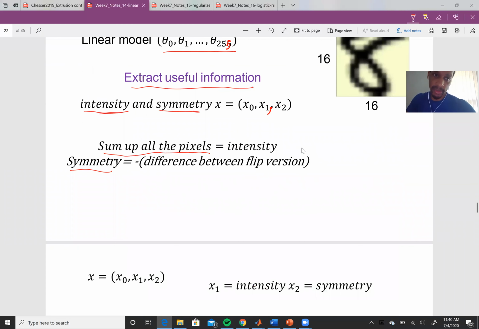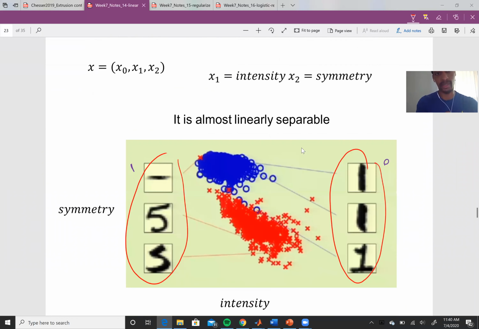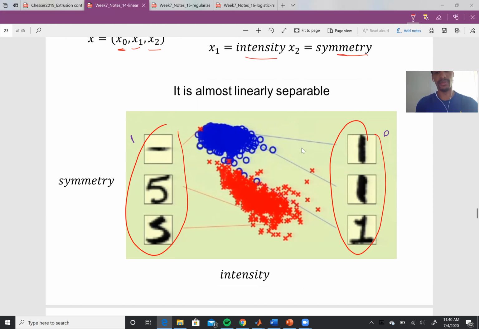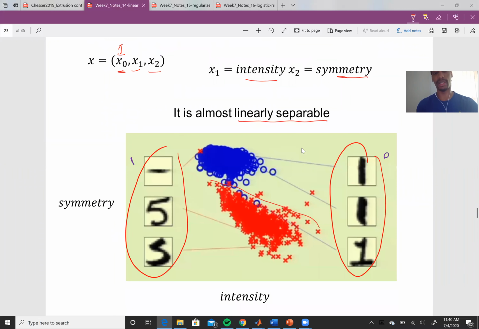And so here they're plotting symmetry against intensity. x0 is like the bias, so this is just your 1, right? And then the 2 features that you're actually using are intensity and symmetry. So instead of using all the features, if you just plot these numbers against intensity and symmetry, you'll see that there's at least some line that you can draw to separate these two sets of data. So the point is you don't need to go through all the pixels. Just try to get some useful information, and that'll be dependent on the application, but that's the idea.